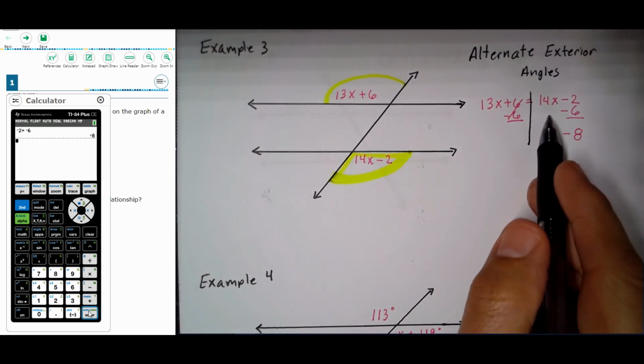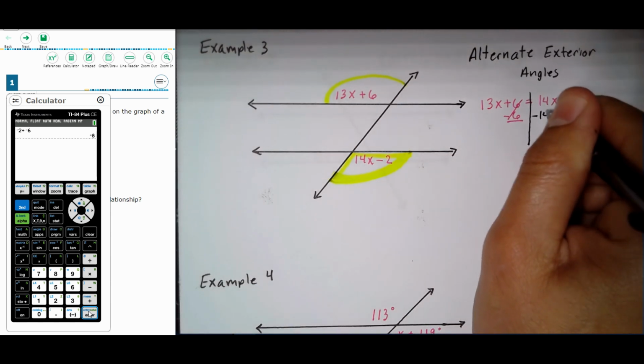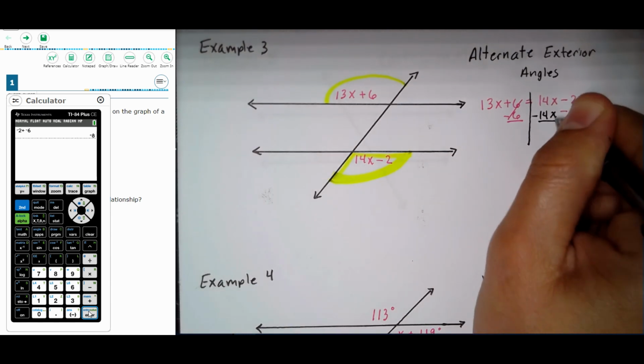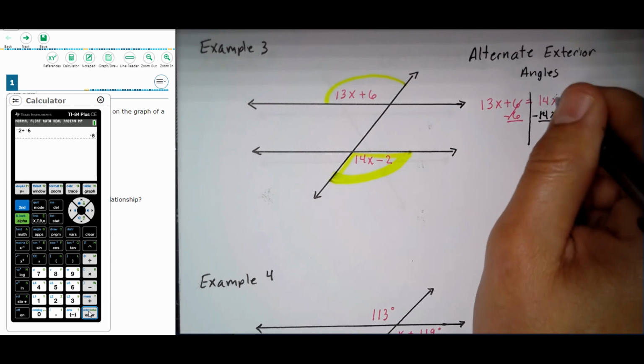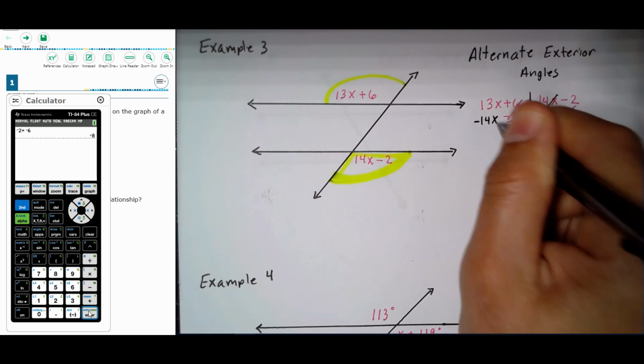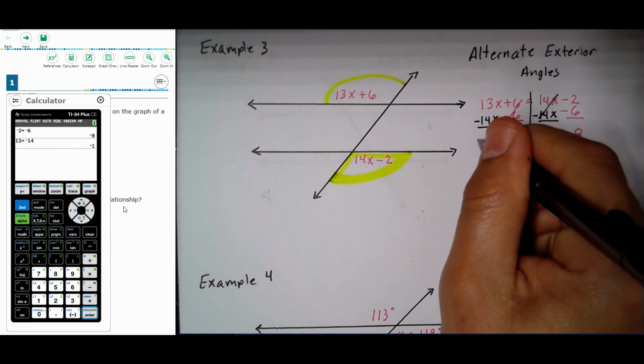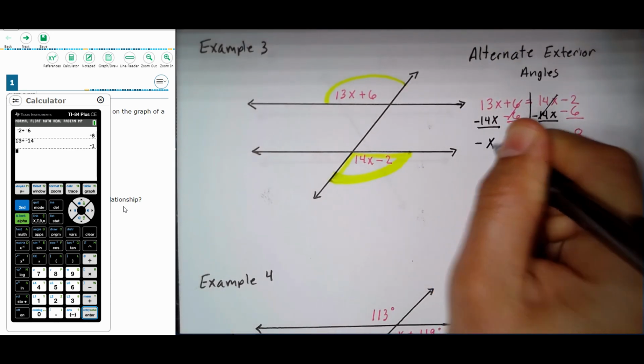And to move this 14x over to the left, it is a positive 14x. So I want to do the inverse operation, which is the opposite, which is subtraction. It cancels my variable on the right. And then I'm going to subtract 14x over here on the left. And if I were to take my calculator and do 13 plus negative 14, and combine those two terms, it leaves me with negative 1. So I then have a negative 1x over on the left.